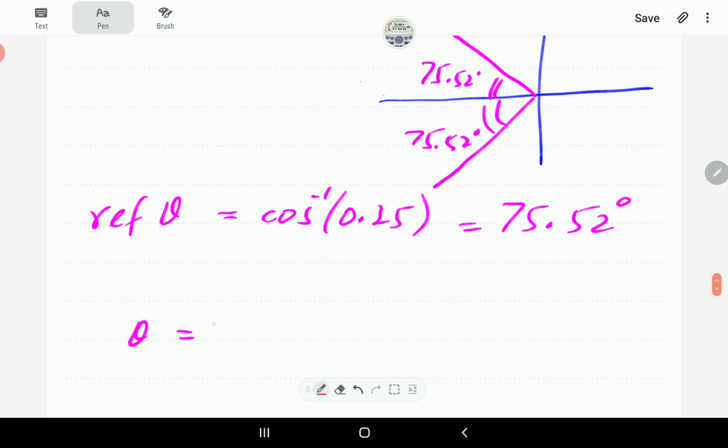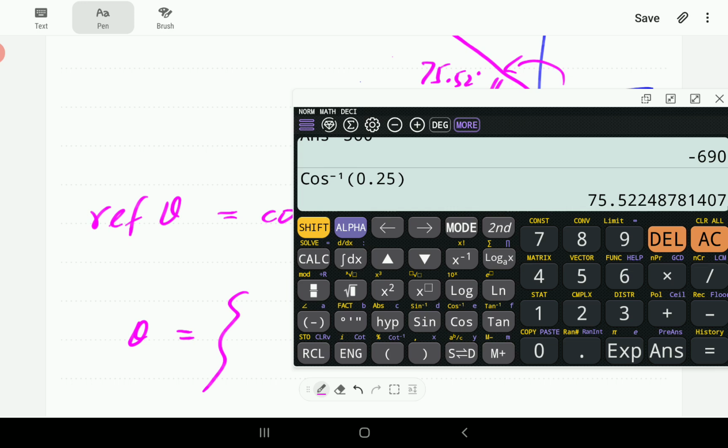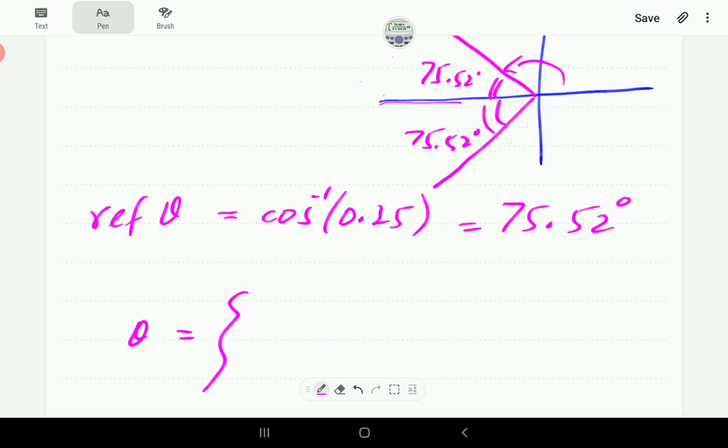So our angle in the second quadrant is going to be 180 minus 75.52. So that's this one here. And then the one in the third quadrant is going to be 180 plus 75.52. Let's start with the one in the second quadrant: 180 minus 75.52 is 104.48, and then plus 360k.